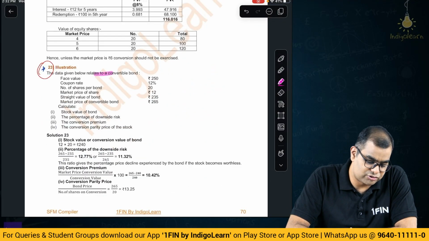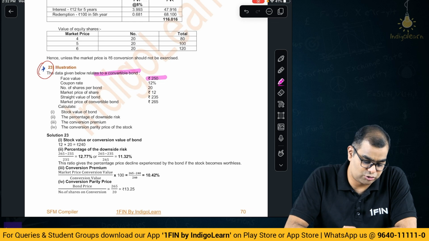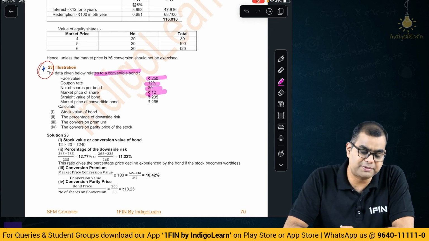Given data below relates to a convertible bond. Face value of the bond, when they say face value, they are referring to the bond, not to the equity share, is 250. Coupon rate is 12%. Number of shares per bond is 20. Market price per share is 12. Straight value of the bond is 235. Market price of the convertible bond is 265.